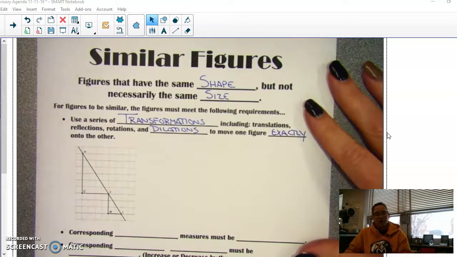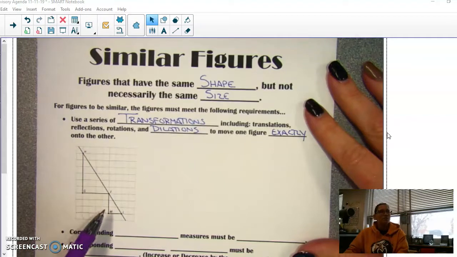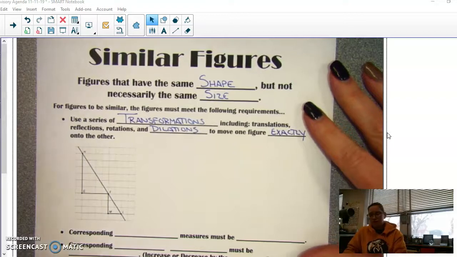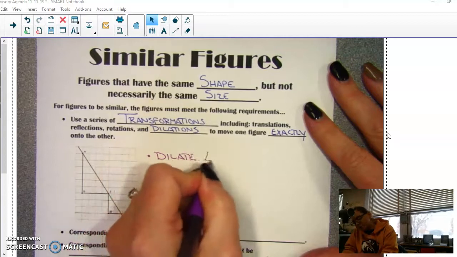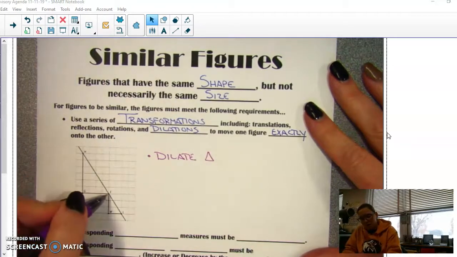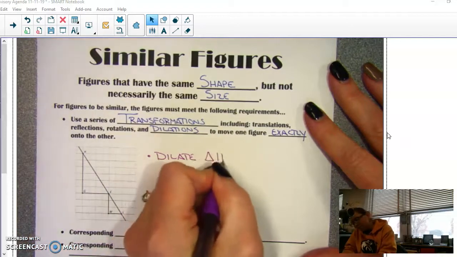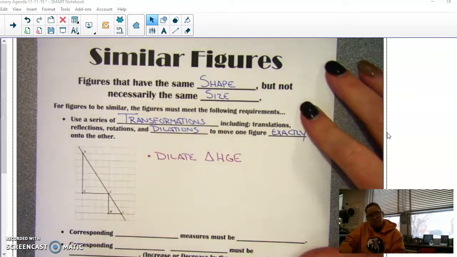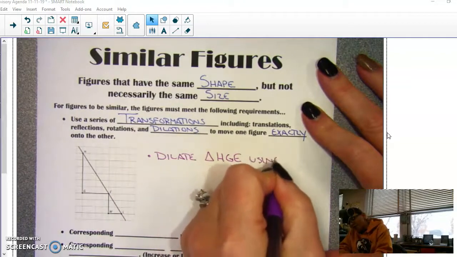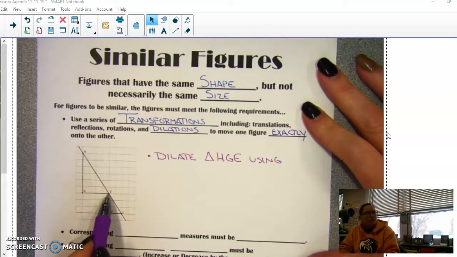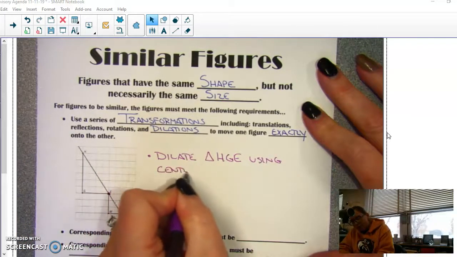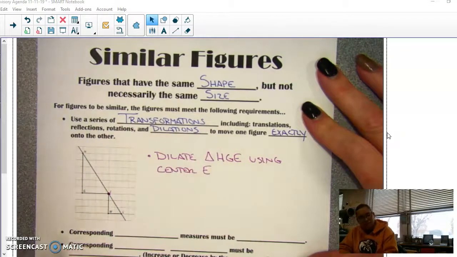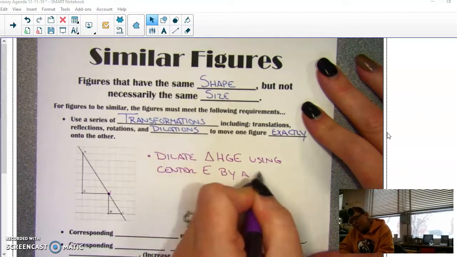So the first thing I would do is I would probably see that this triangle is bigger than this one, so we do need to shrink this triangle down. So I would probably start with the dilations first. So I'm going to dilate triangle HGE, using, identify my center. So I'm going to make my center E here. So I'm going to use this as my center. Using center E by a scale factor.